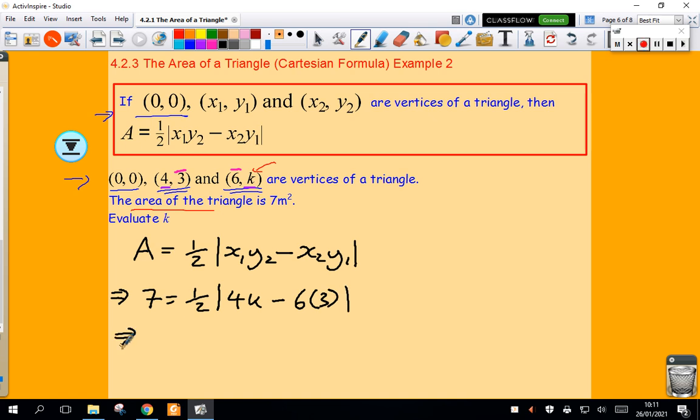I'm going to do two things in this step. I'm going to double both sides to eliminate the half. So I'm going to say that 14 must equal 2. And I'm going to simplify inside this bracket. 4k subtract 18.